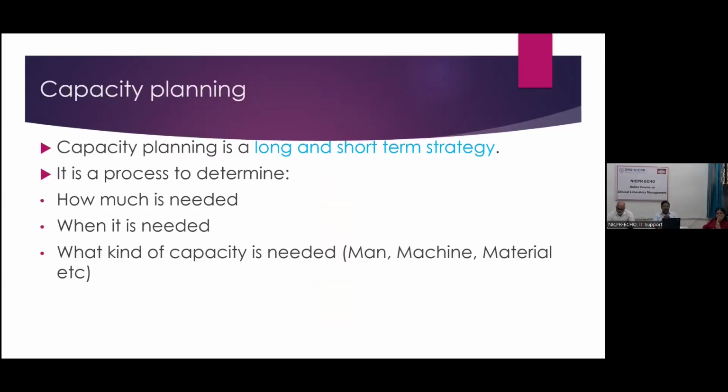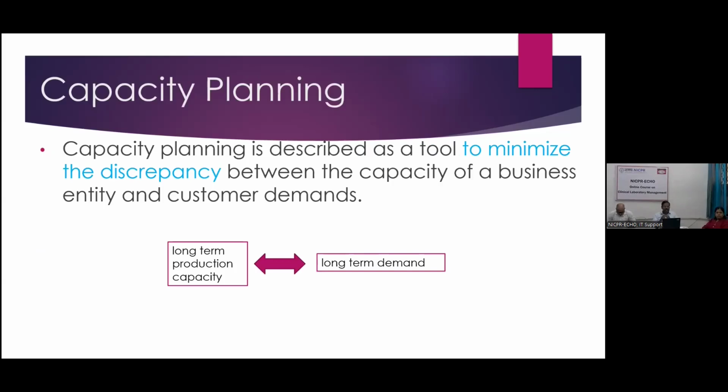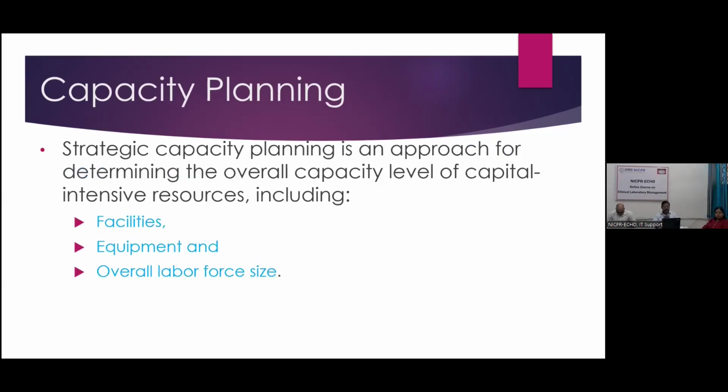Capacity planning is a long and short-term strategy. It is a process to determine how much capacity is needed, when it is needed, and what kind of capacity is needed. Kind of capacity, we have already seen, is in terms of manpower, machine, or material. Capacity planning is described as a tool to minimize the discrepancy between the capacity of a business entity and customer demands. Strategic capacity planning is an approach for determining the overall capacity of capital-intensive resources, as we have seen: facility, equipment, and manpower.